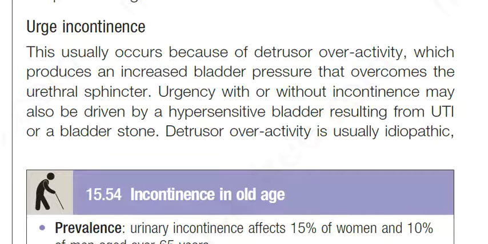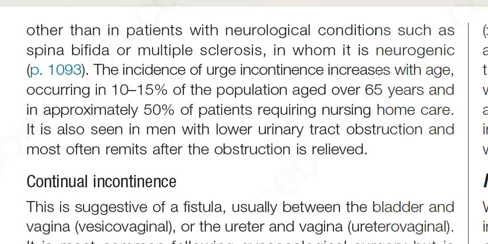Urge incontinence. This usually occurs because of detrusor overactivity, which produces an increased bladder pressure that overcomes the urethral sphincter. Urgency with or without incontinence may also be driven by hypersensitive bladder resulting from UTI or a bladder stone. Detrusor overactivity is usually idiopathic, other than in patients with neurological conditions such as spina bifida or multiple sclerosis, in whom it is neurogenic.